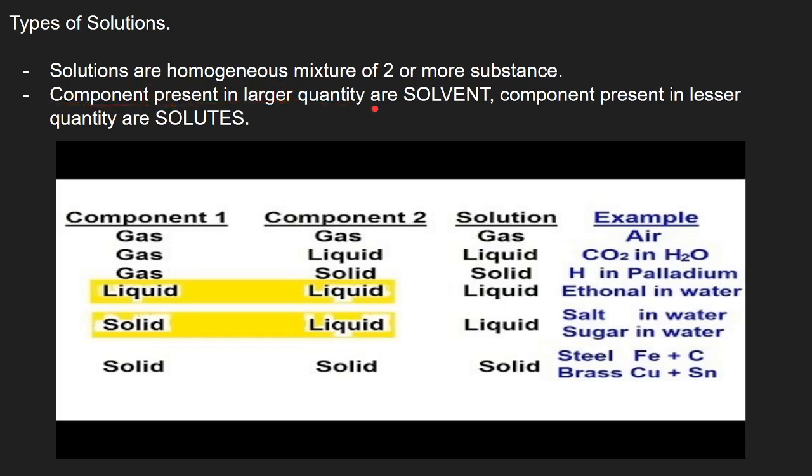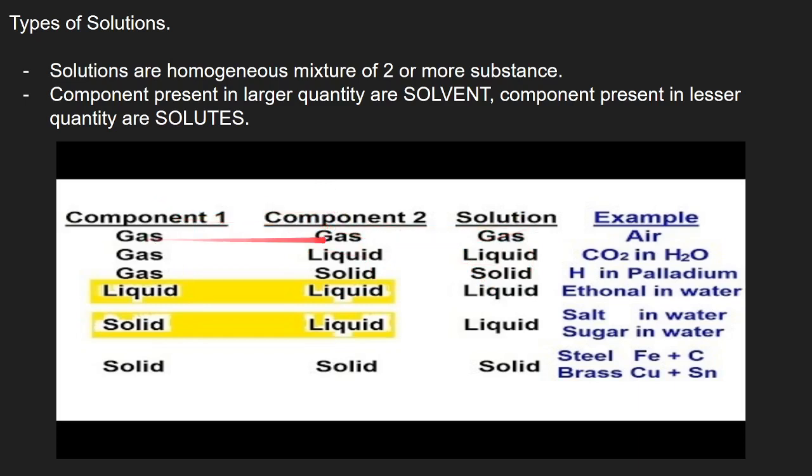The component present in larger quantity is the solvent, and the component present in lesser quantity is the solute. I'm giving an example of salt and water. For example, you're mixing salt into water and making a salt water solution. Here salt is the solute, which is in lower quantity, whereas water is the solvent, which is in larger quantity. When these two combine, they form solutions. Here is component 1, component 2, and the solution you get. Components are either solute or solvent, and they form the solution.